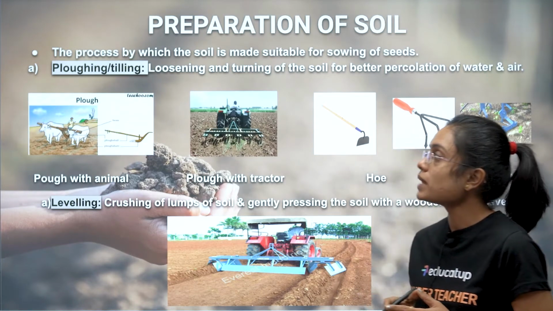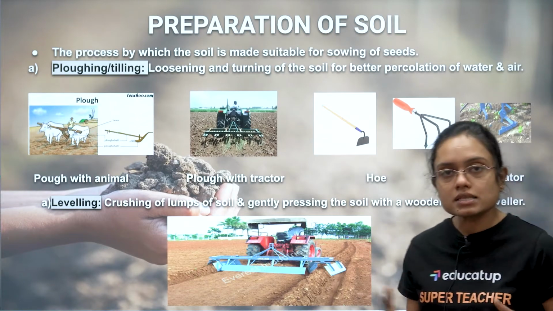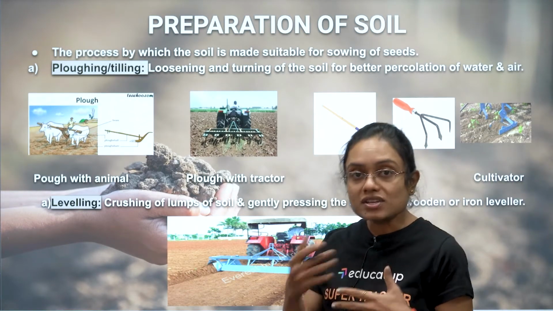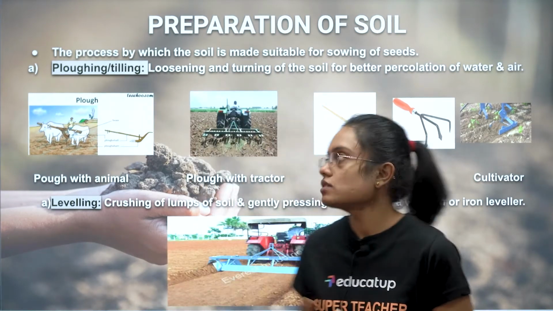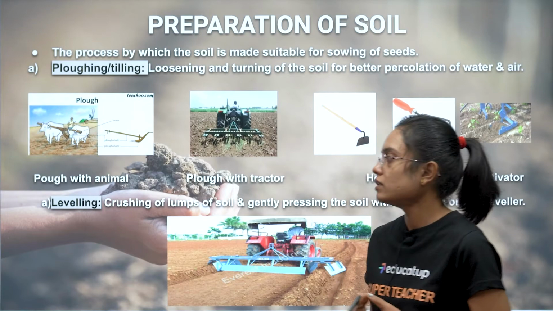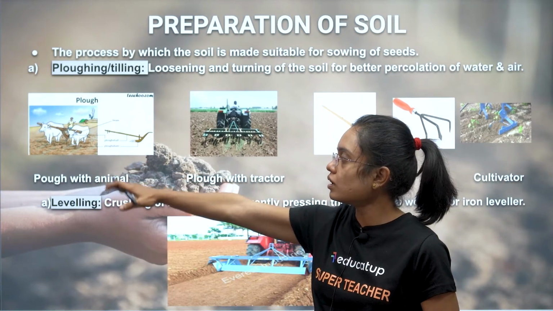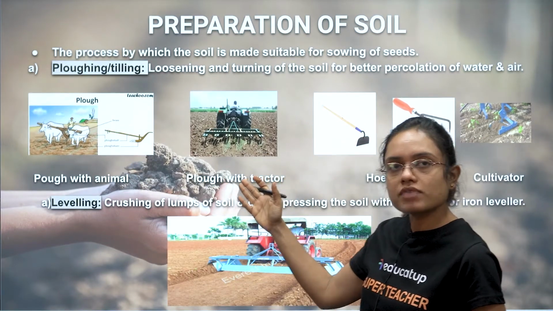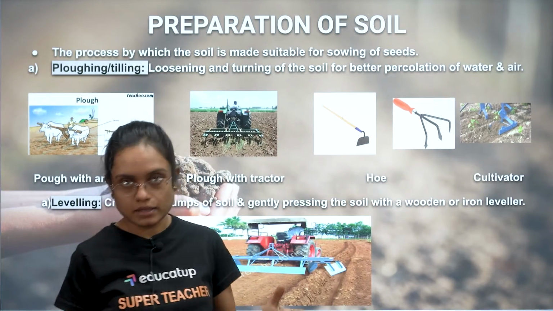The first is plowing or tilling. Plowing or tilling the soil, that means loosening the soil and turning it upside down so that the aeration or the oxygen content in the soil can increase. So that is called plowing and tilling. It can be done with the help of animals like bullocks and with the help of the plow shaft. Then it can be done with the help of the tractor and with the help of hoe or cultivator, depending.